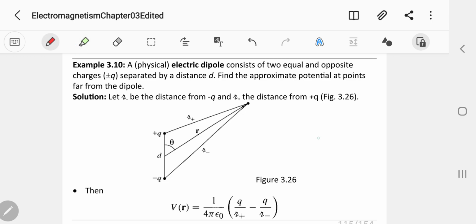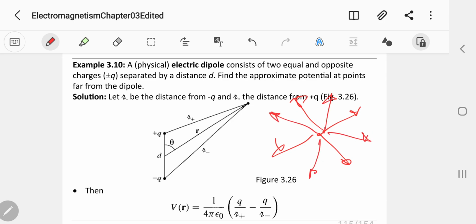supposedly for a point charge, the electric field should go this way, radially outward, when you're far away. But the dipole would not have the electric field that's drawn here in the red pen.